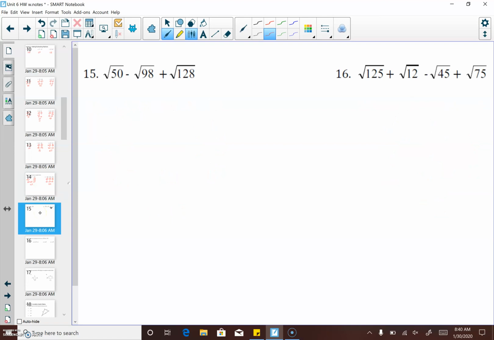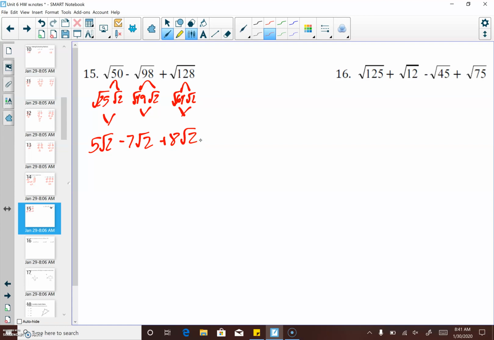We'll keep going with the same process. Again, we might run into a situation where one of the square roots is different. So the 50 is square root 25 times square root 2, gives us 5 square root 2. 98 is square root 49 times square root 2, so we're minus 7 square root 2. And 128 is going to be square root 64 and square root 2, which gives us plus 8 square root 2. So all the same again. 5 minus 7 is negative 2. Negative 2 plus 8 is 6 square root of 2.